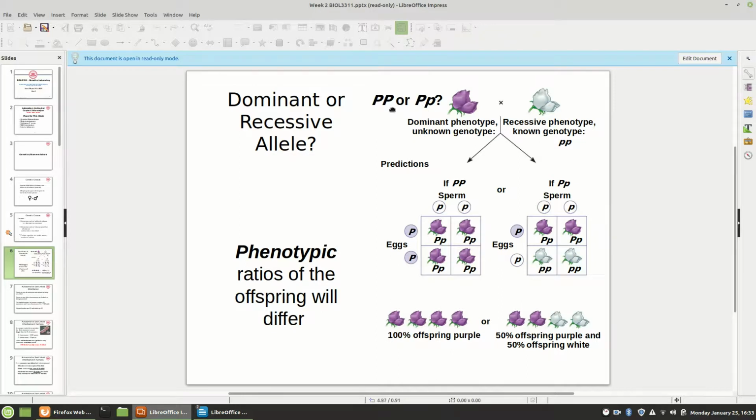But both of these have the same phenotype. And that's because the big P covers up the little p. So if you are heterozygous, therefore you end up being purple. You look just like the one with two big P's. The only way to be white is to be homozygous recessive, two little p's.